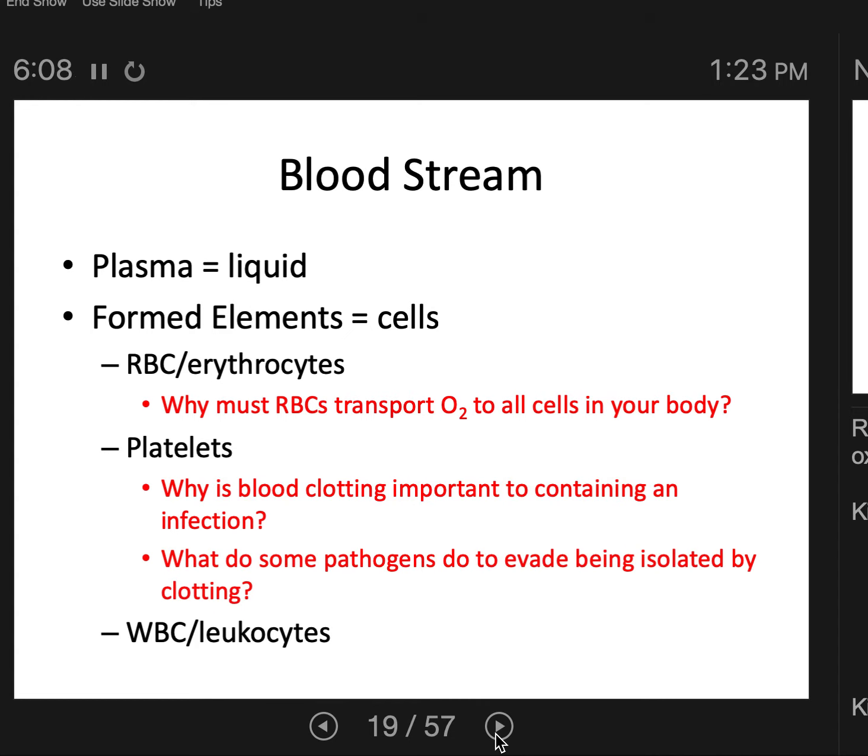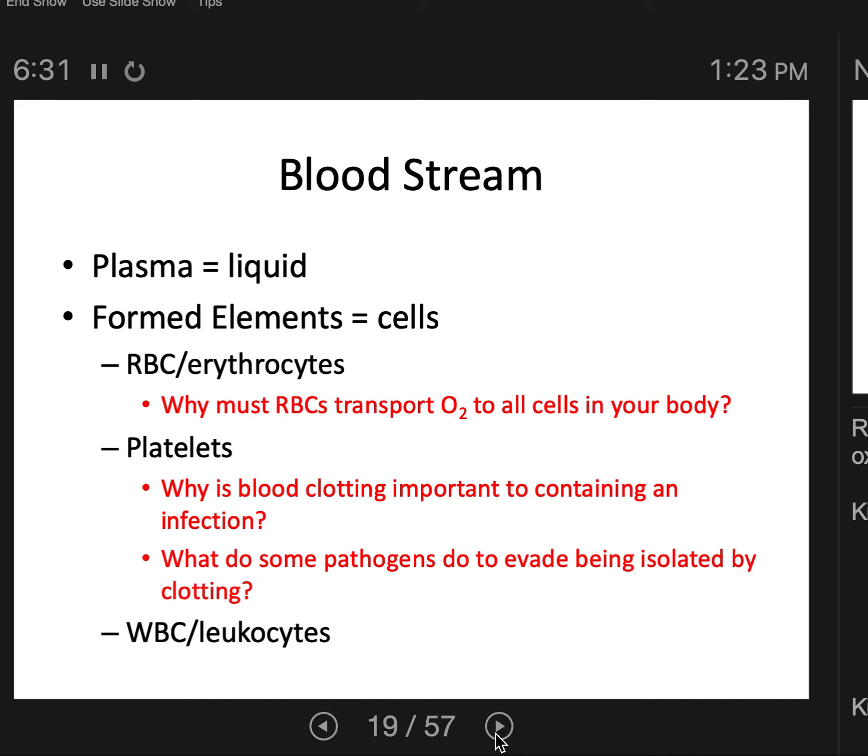And I'm going to take this opportunity to also review what pathogens do to evade being isolated by clotting. So you have platelets that help initiate blood clotting at the site of a wound, but that's to stop pathogens from getting in, but some pathogens can still get in. And how is that? So some pathogens have kinases that break down those blood clots, okay?